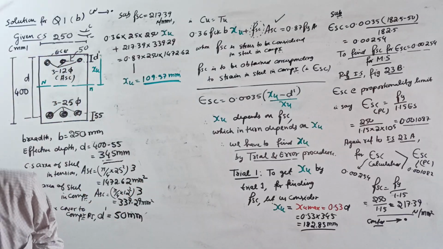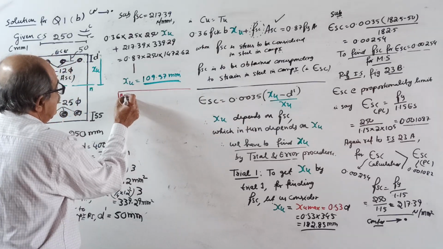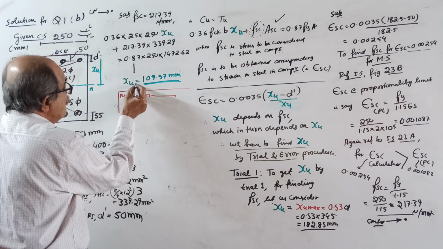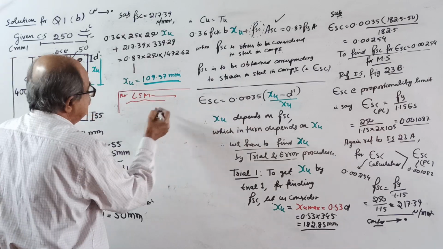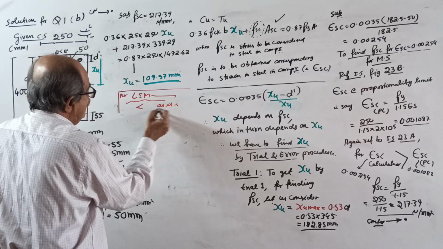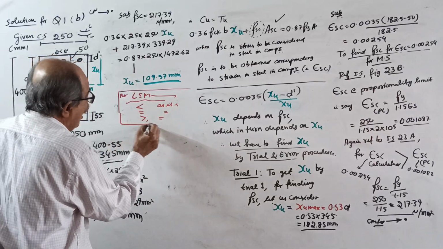The moment you get XU, I will not tell you from now onwards. Make a note. Limit state method: do the requirement. Compare XU with XU max. If it comes less, it means as it is. Equal means equal. But more means equal. This all you write there.